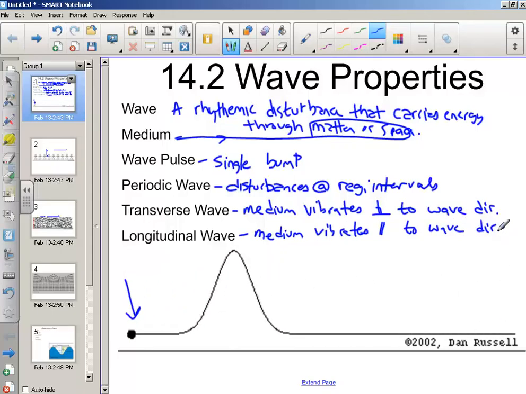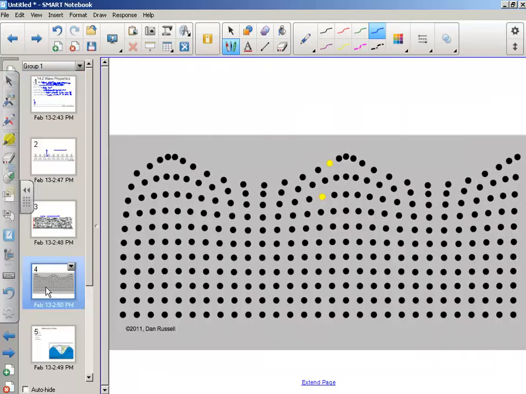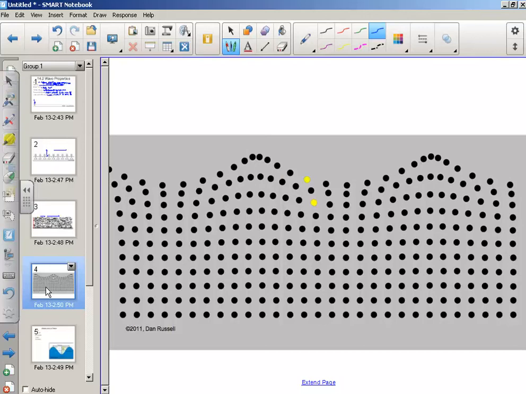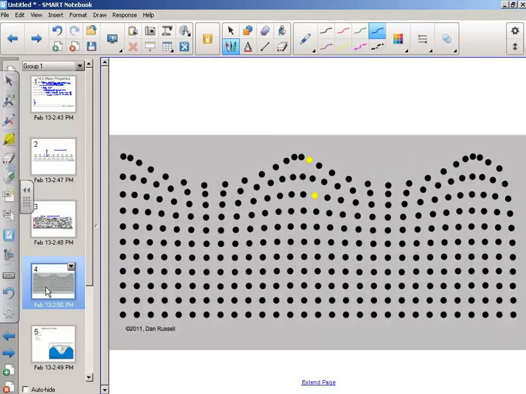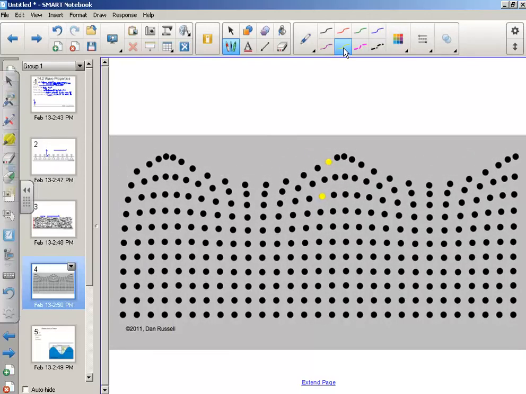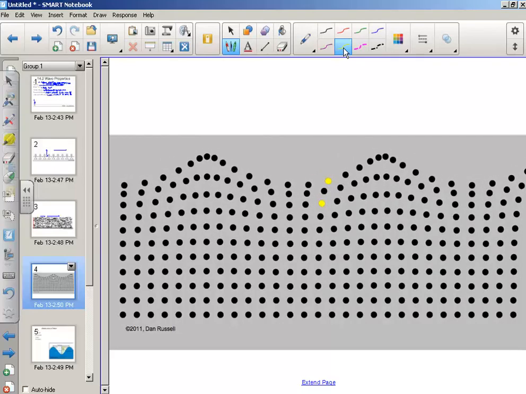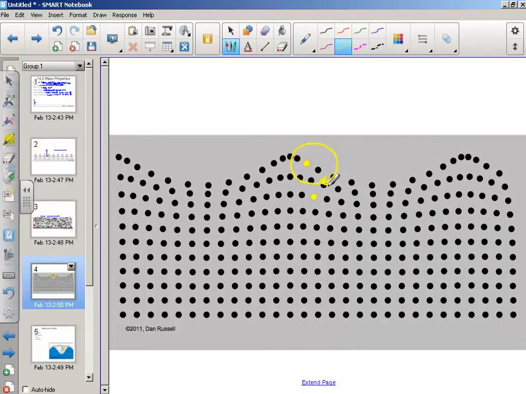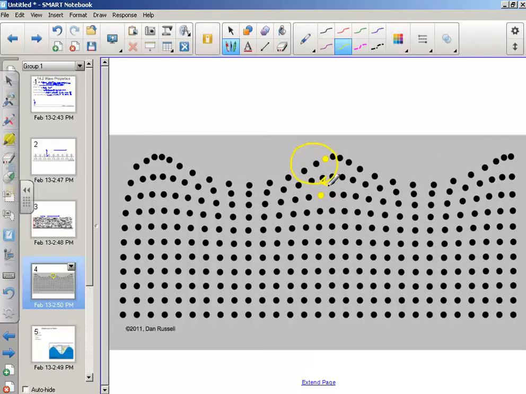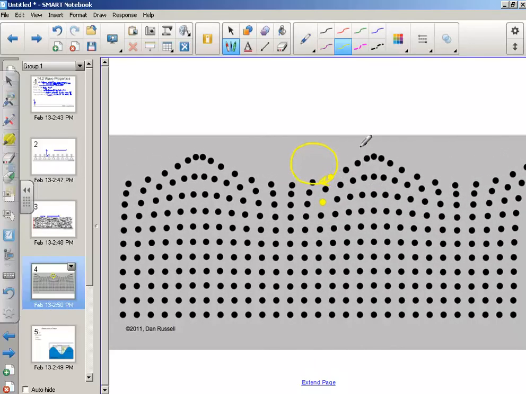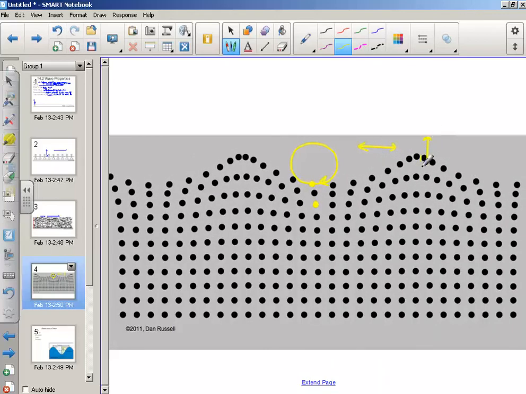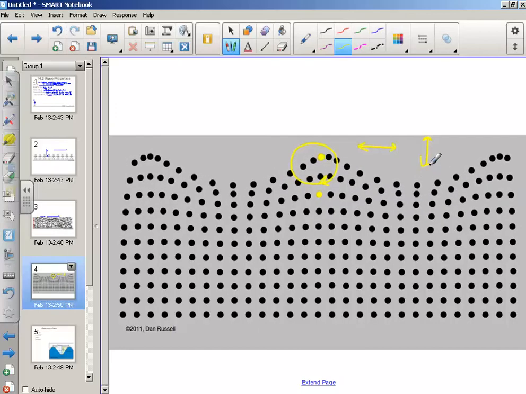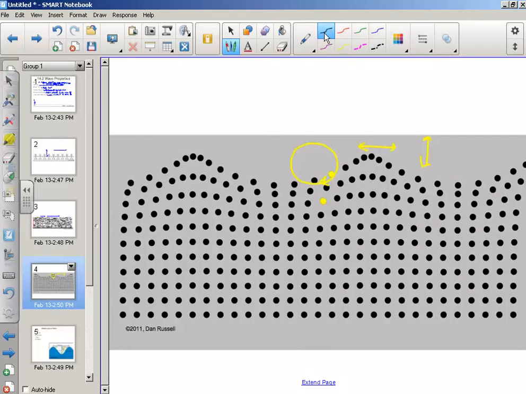Now, there is one other type of wave, and it's called a combination wave. And this is what water waves are. This is an animation I pulled off online. Now, if you've ever been in the ocean, you'll notice that as a wave comes in, you're making a circular motion, like you're going back and forth, up and down. So you're not vibrating strictly left and right, nor strictly up and down. You're vibrating both ways, both up and down and left and right. And this is what a water wave is. It's called a combination wave.